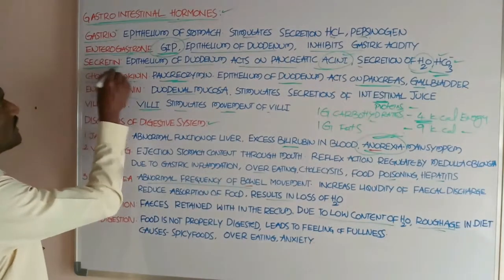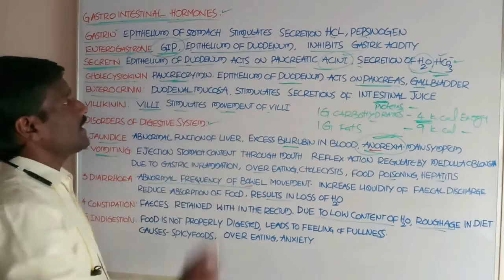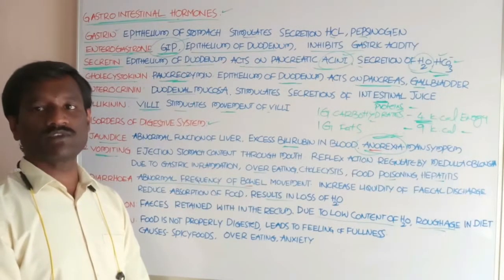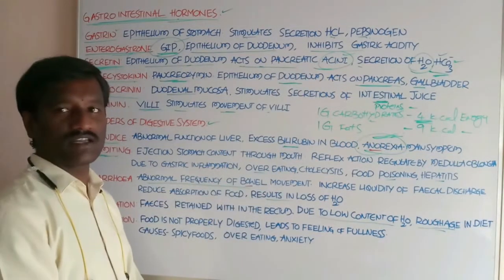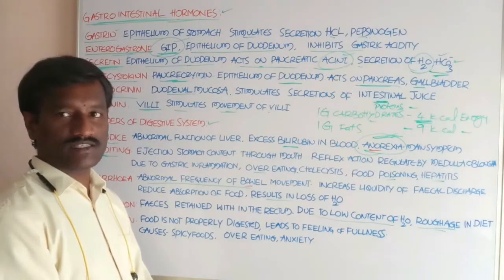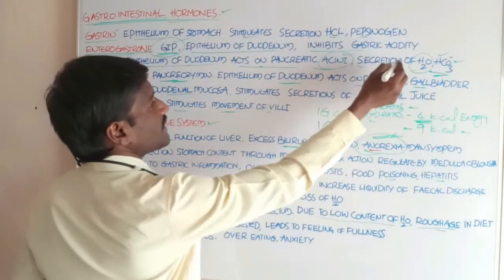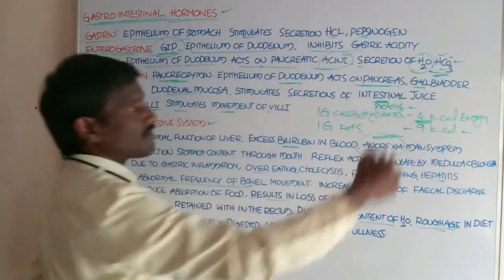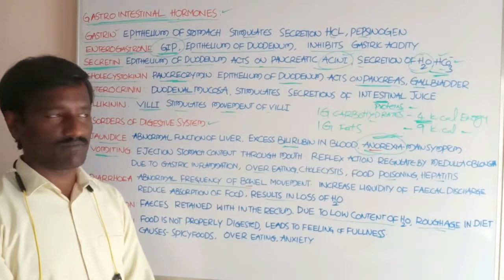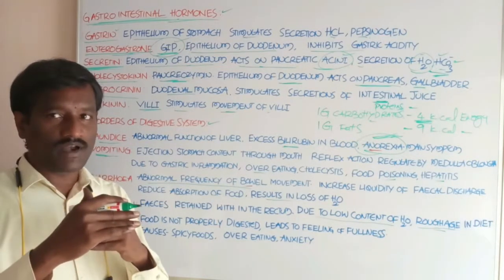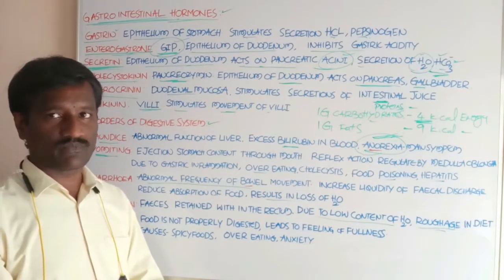And the third one is secretin. Secretin is secreted from the epithelium of the duodenum. The duodenum is the first part of the small intestine. Secretin acts on the pancreatic acini present in the pancreas to secrete water and bicarbonates. These bicarbonates decrease the acidity of the gastric juice.